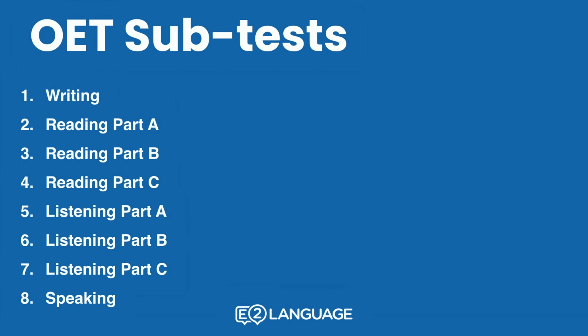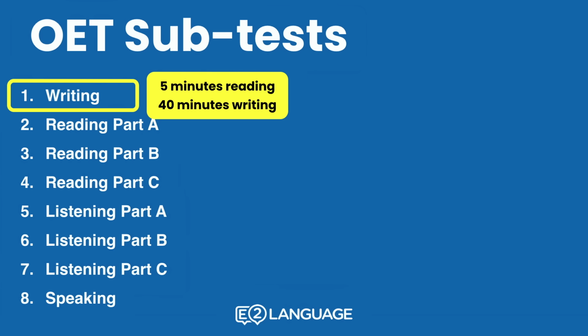Okay, so the OET test consists of 8 subtests: writing, reading A, reading B, reading C, listening A, listening B, listening C, and speaking. That's how it's divided up. Let's talk about the writing subtest first. And this, by the way, is the most challenging subtest. This is the one that most candidates fail, okay? So you need to be very aware of how this works.